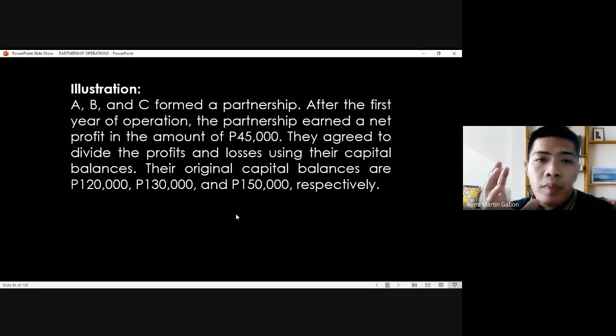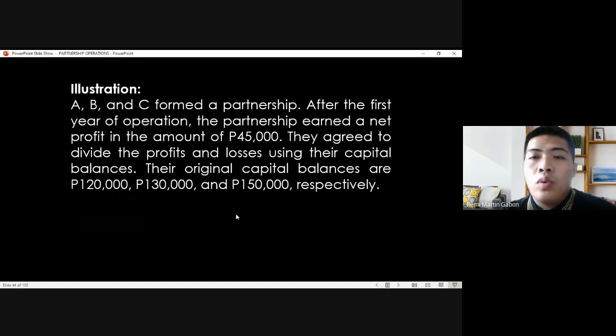But for problem solving in the book, if you encounter problems, it will specifically state what type of capital balance to use for profit or loss distribution. For this illustration, for this example, there is no statement yet. We're going to have different assumptions later.